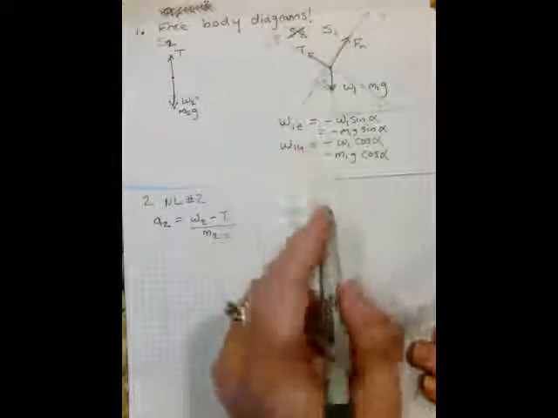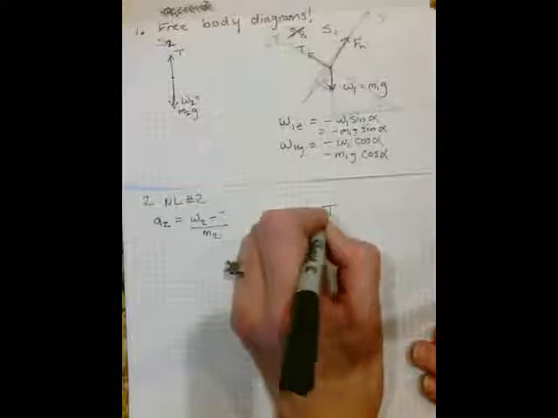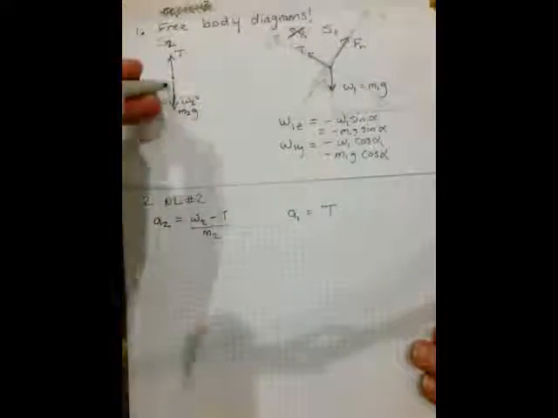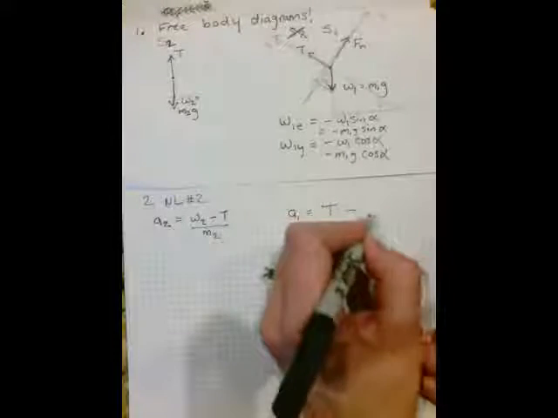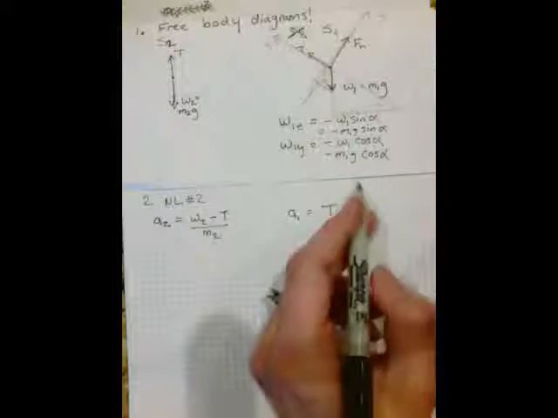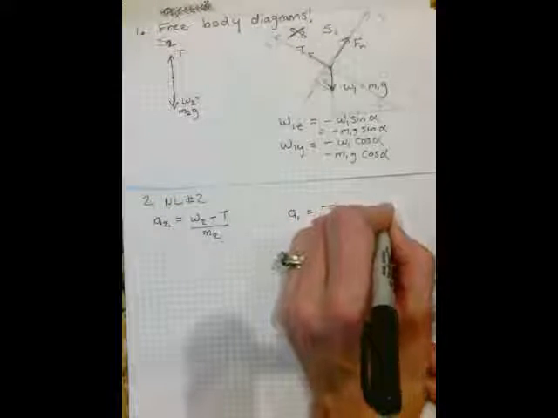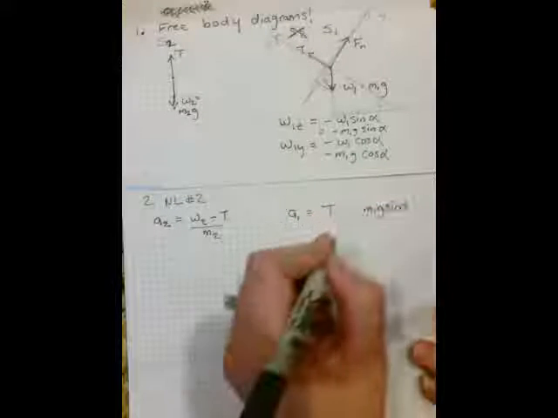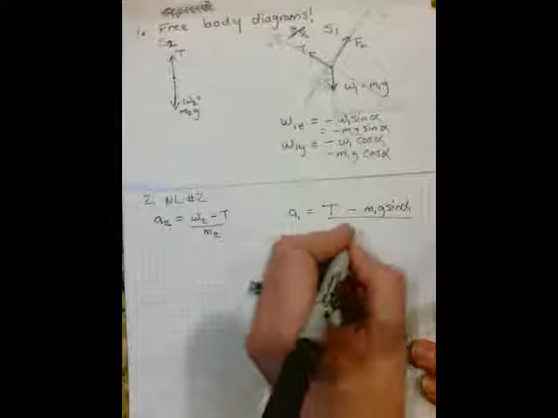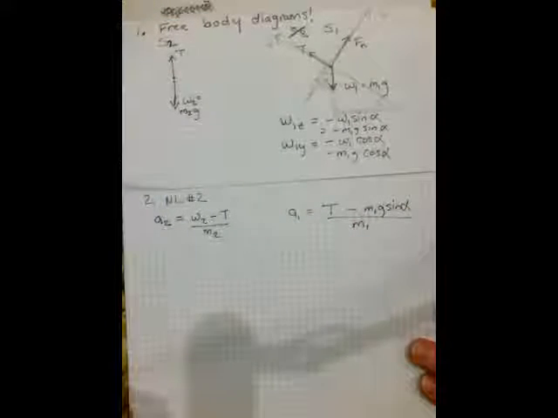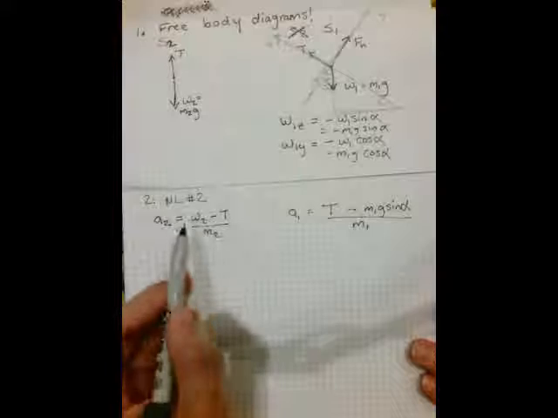So then in the z direction, we have tension pulling up the plane due to the weight of block 2 minus the z component of the weight, right? I already assigned it a minus sign, which is m1g sine alpha. And then that net force needs to be divided by the mass of block 1. So we have Newton's second law.